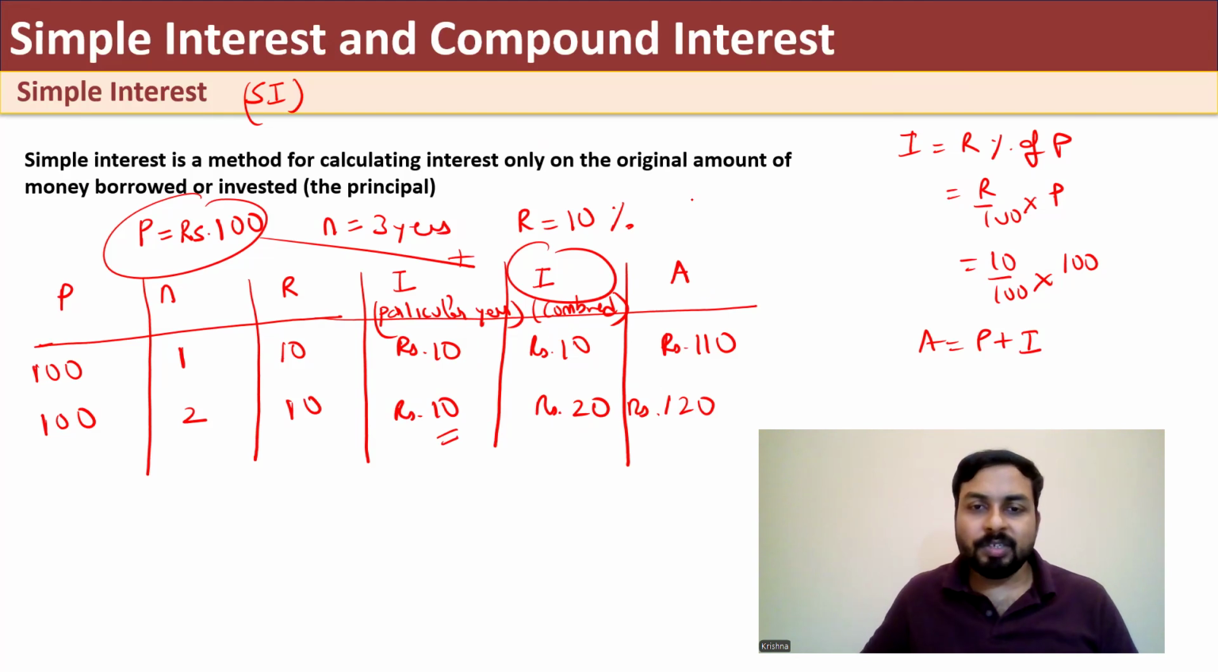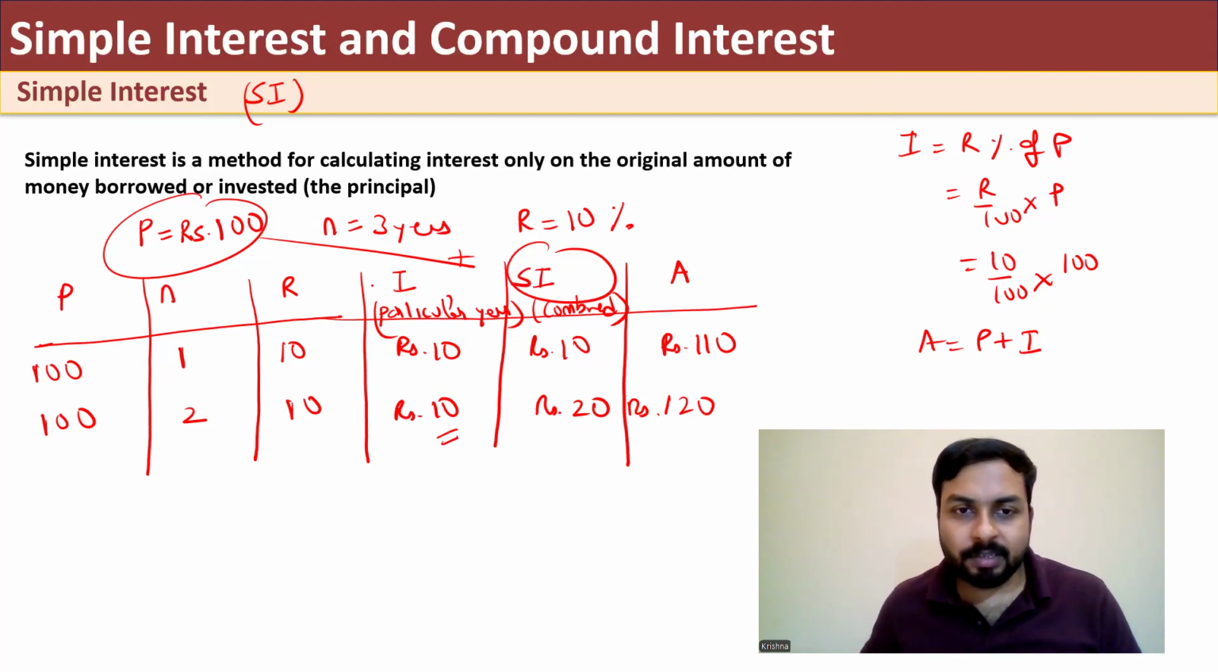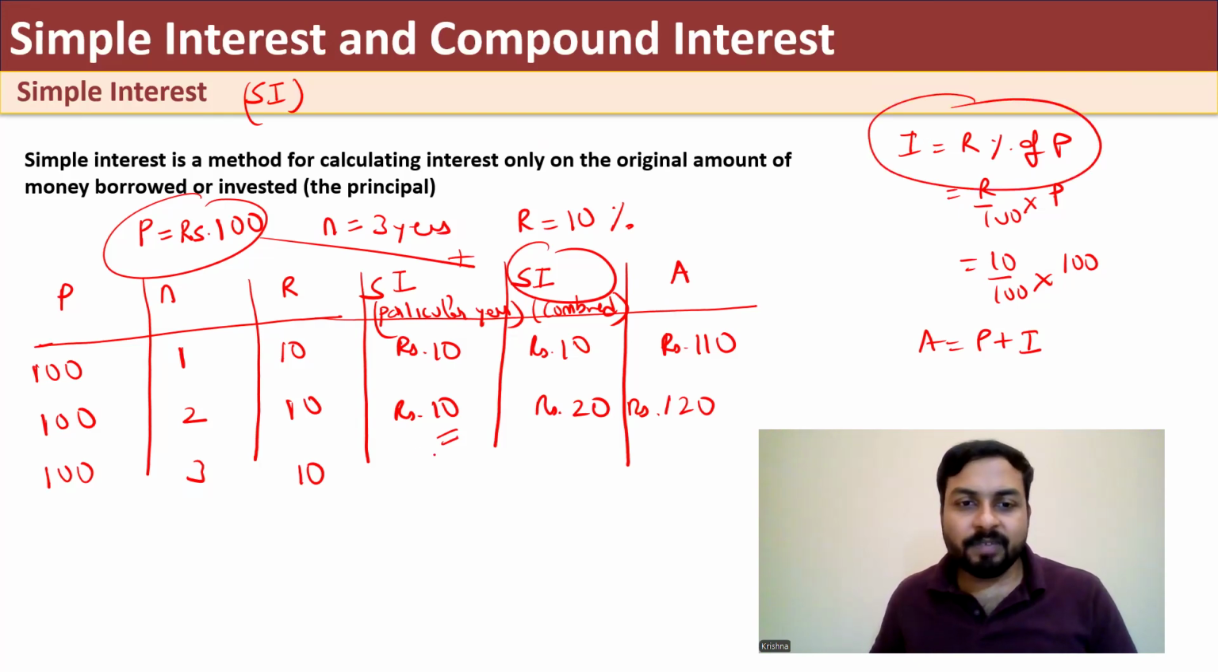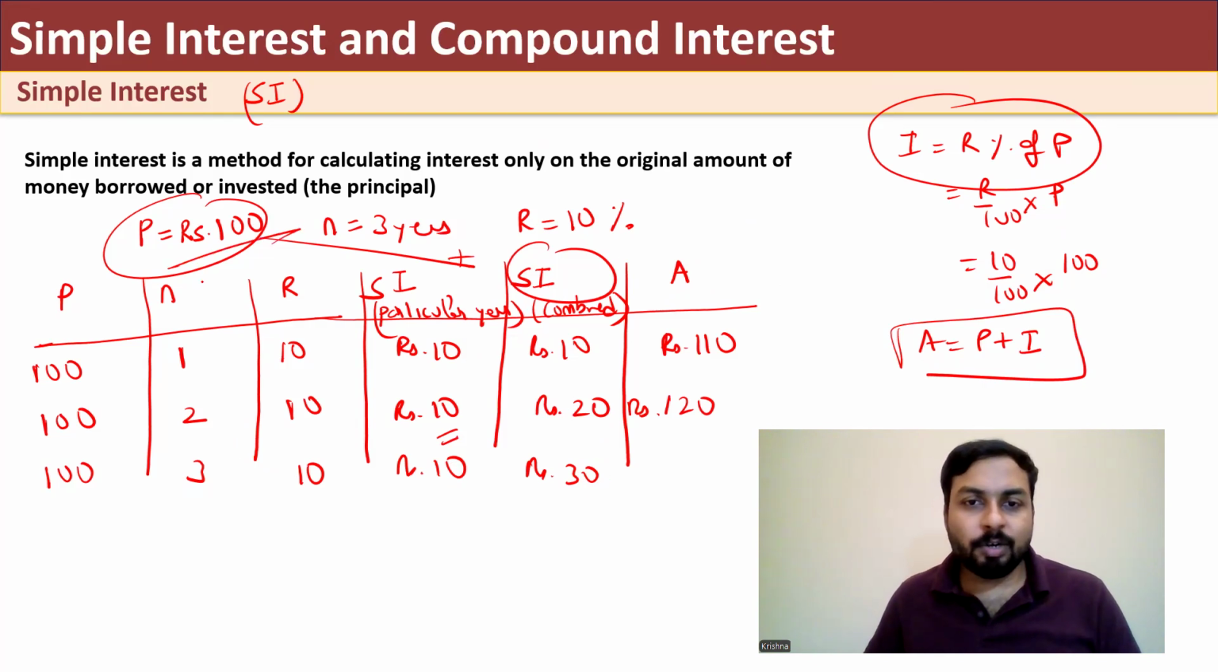Make sense? So instead of saying it, I can put SI, simple interest. We're talking about simple interest, SI. Next, let's talk about the third year. Again, rate of interest is how much? 10%. What's the interest for that particular year? Interest for that particular year is R percent of P. So 10% of 100 is how much? 10 rupees. And what is the combined interest so far? 10 first year, 10 second year, 10 third year. So what is the combined interest? 30 rupees. And what is the amount? Amount is always P plus I. Principal is how much? 100 rupees. What is the interest? 30 rupees. So 130 rupees.